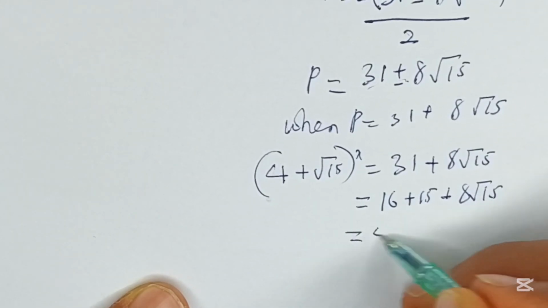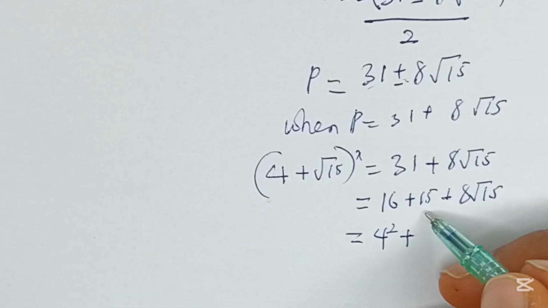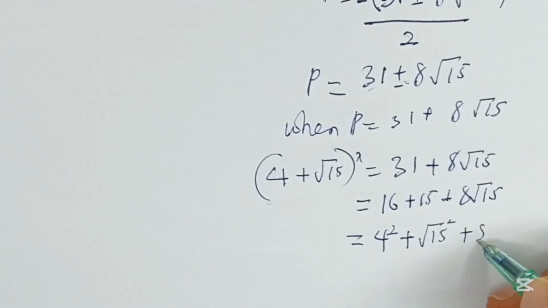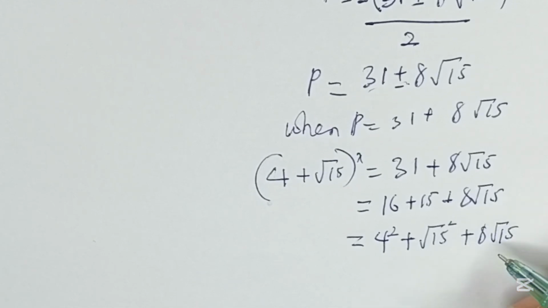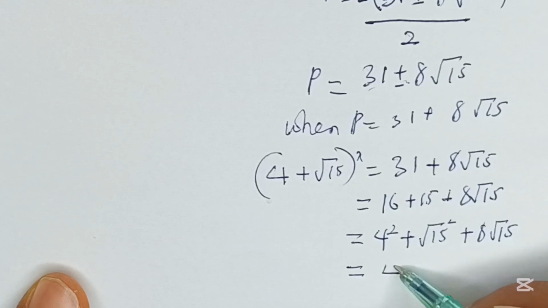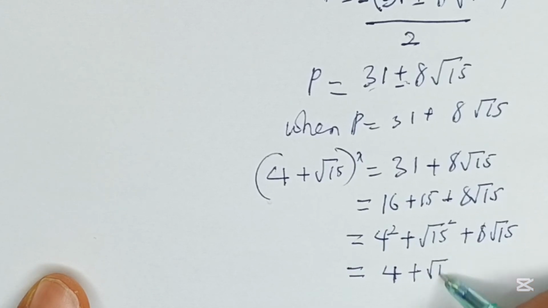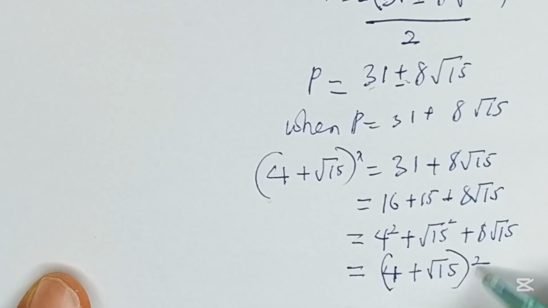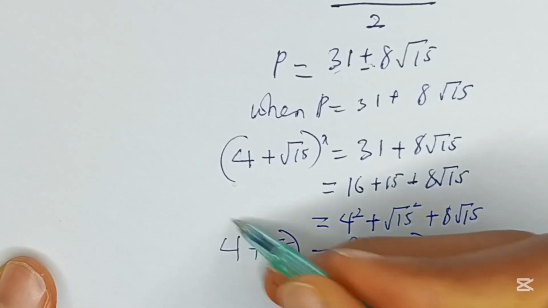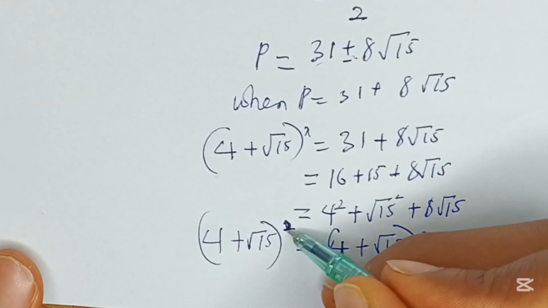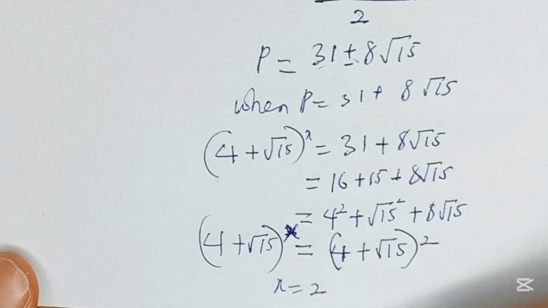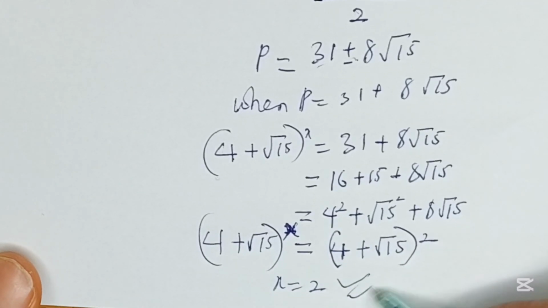Now, this is also equal to 4 squared plus 15, which can be expressed as root 15 squared, plus 8 root 15. Now, this whole thing becomes equal to (4 + root 15) all raised to the power of 2, which is equal to (4 + root 15) raised to the power of x. Hence, our x is equal to 2. So this is one of the answers for x.